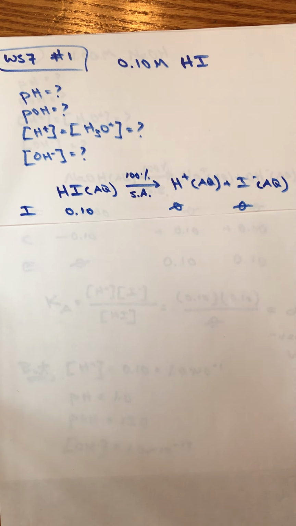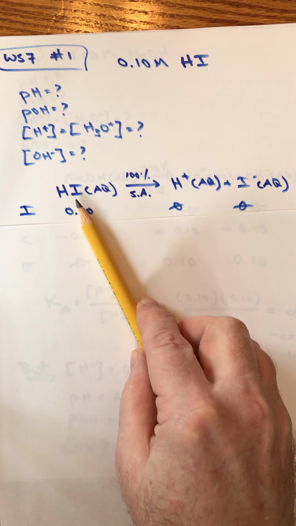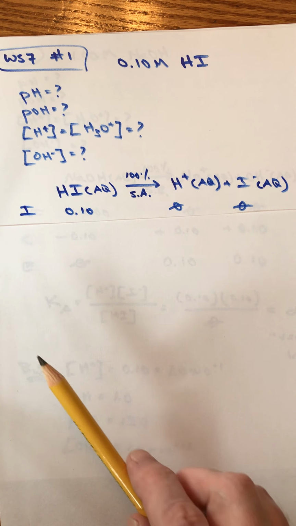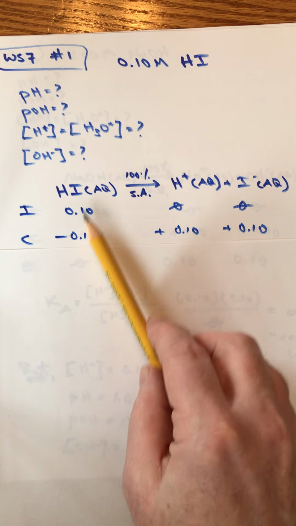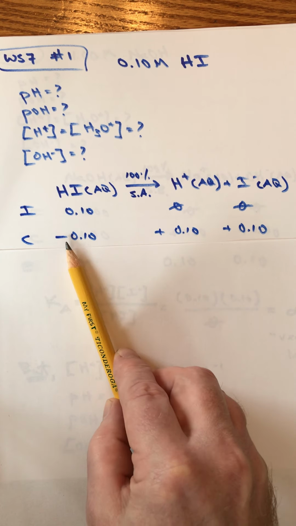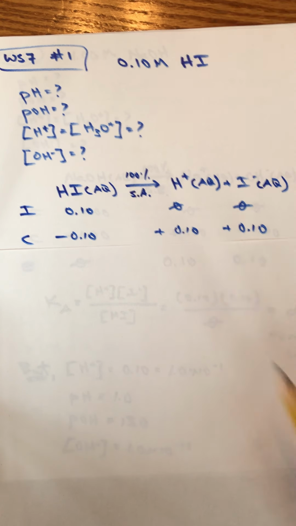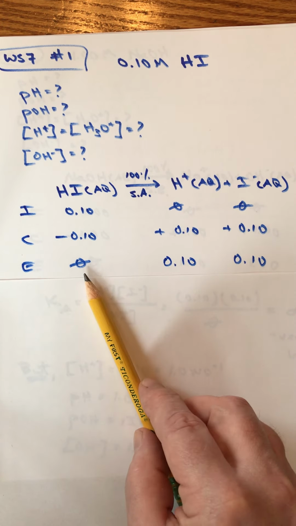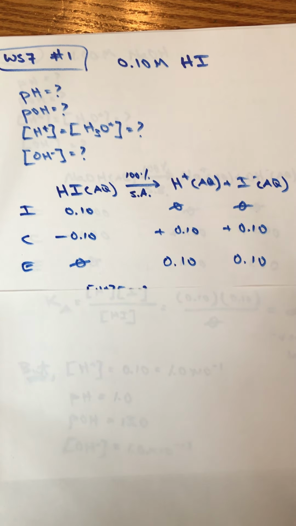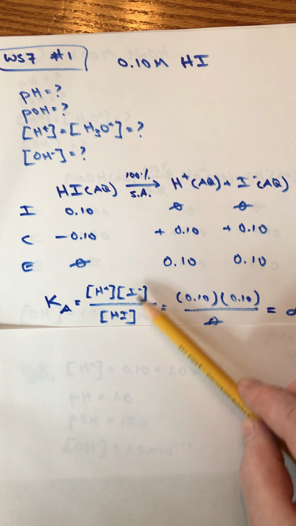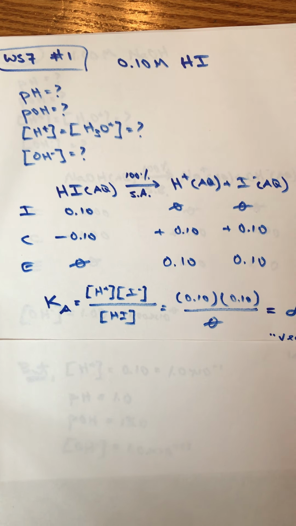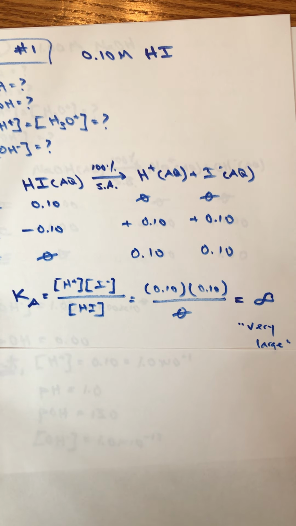So I'm going to do a little ICE box here. Initially, I had a whole bunch of molecules, I put them into water, I had 0.10 moles per liter, I had no products. I'm going to lose all of my 0.1 molar HI, 100%. Stoich is 1 to 1 to 1, so if this is minus 0.1, this is plus 0.1, this is plus 0.1. So when I'm done at equilibrium, I'll have none of this left. These will both be 0.1. If I were to set up Ka, I'd say it's H positive times I minus over HI. It'd be 0.1 times 0.1 over 0, which is of course infinity, which is very, very large. That's not going to work.